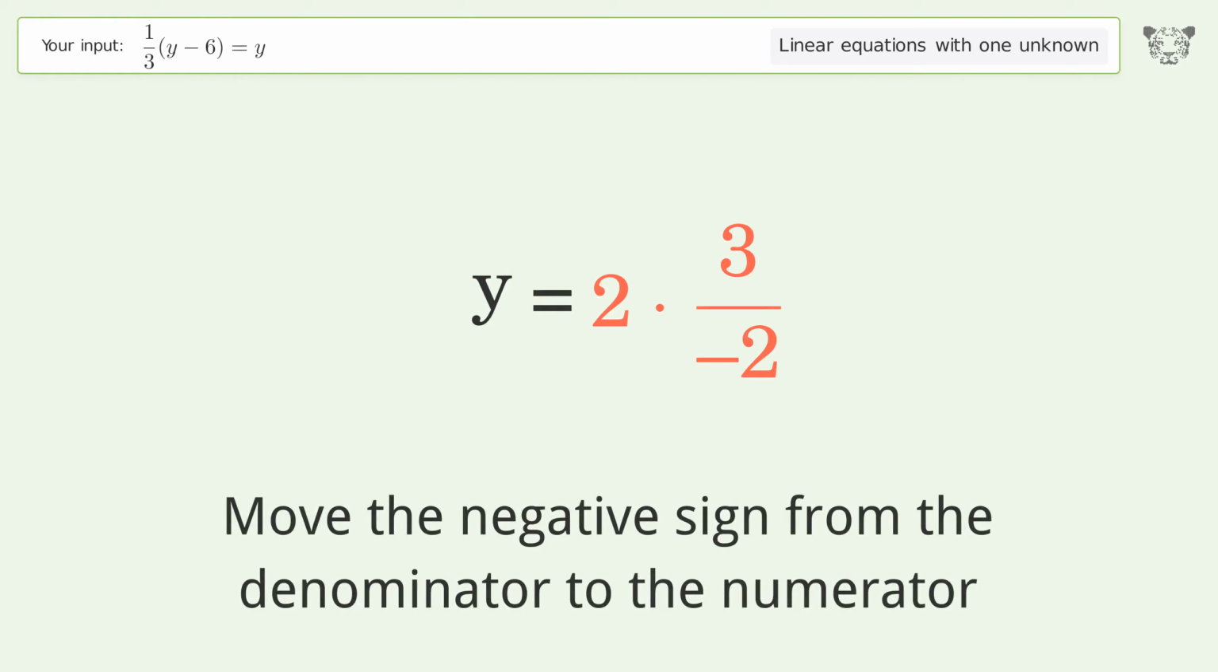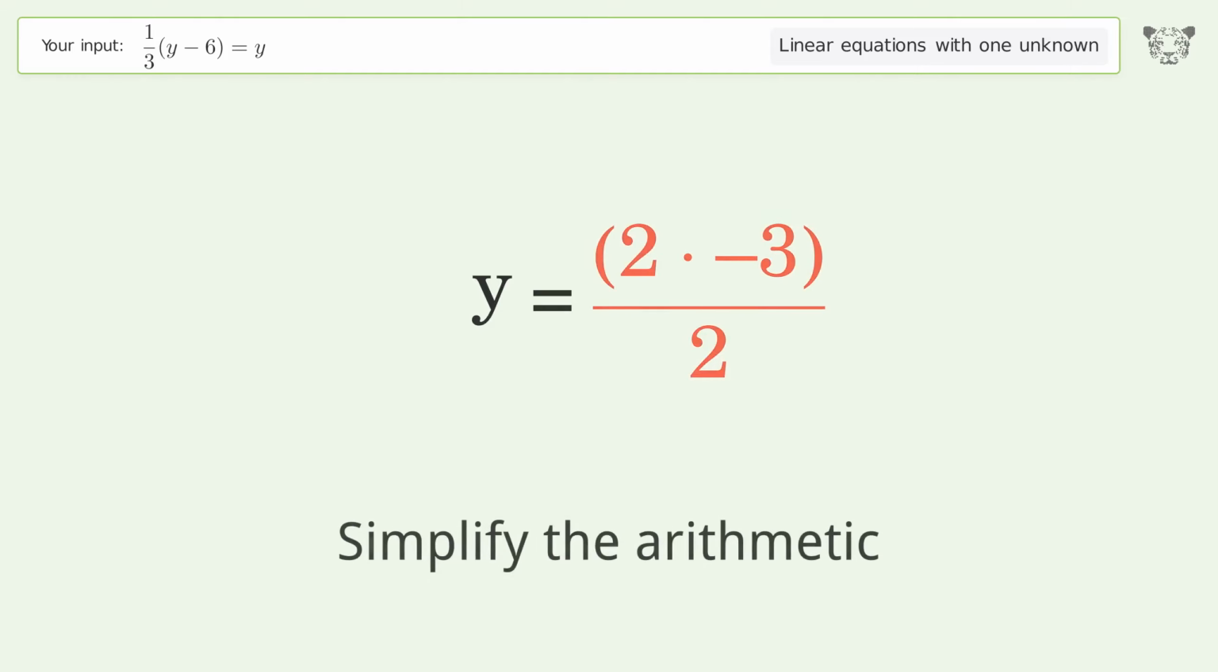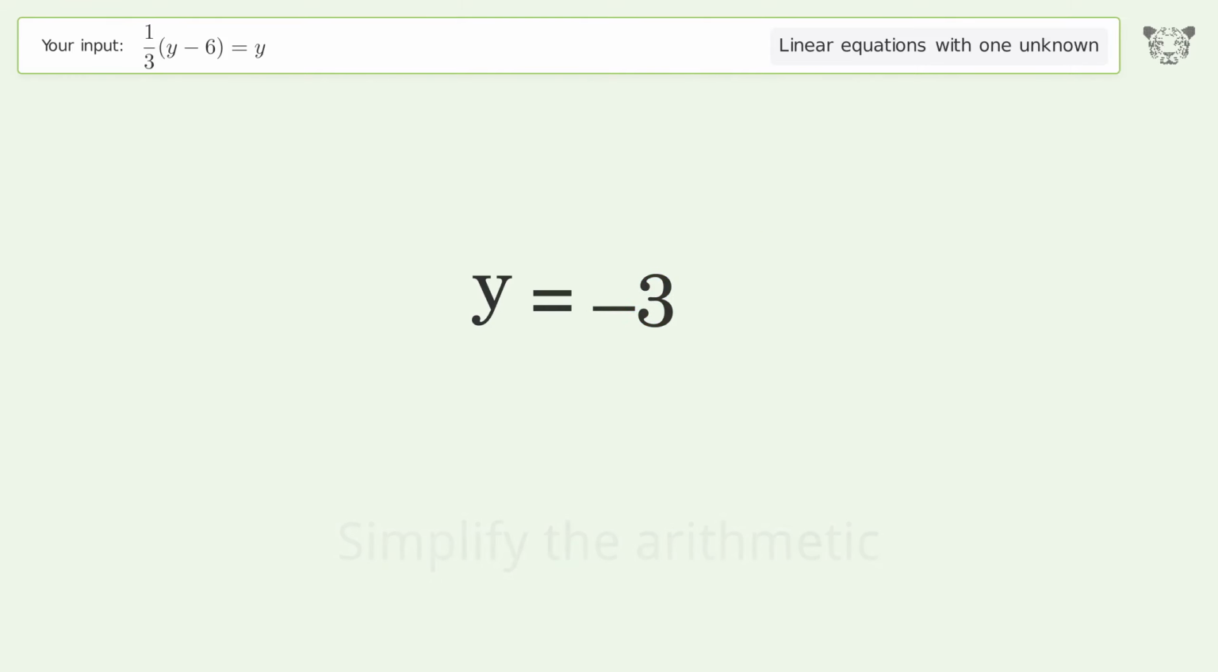Move the negative sign from the denominator to the numerator. Multiply the fractions. Simplify the arithmetic. And so the final result is y equals -3.